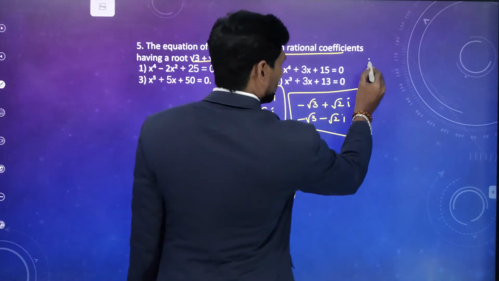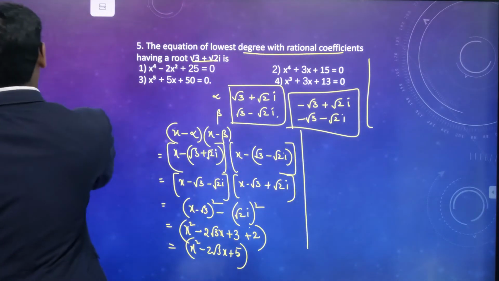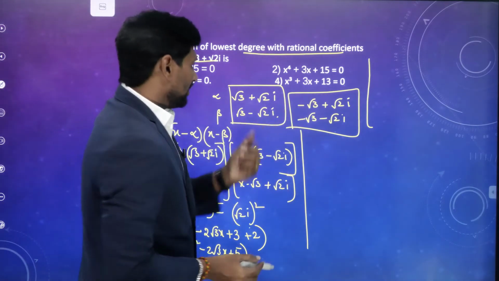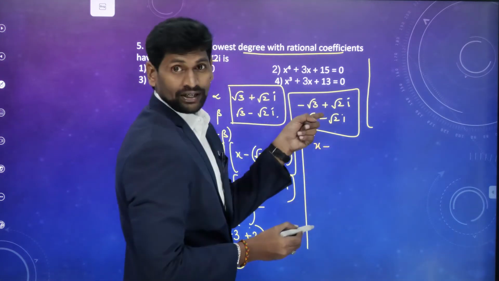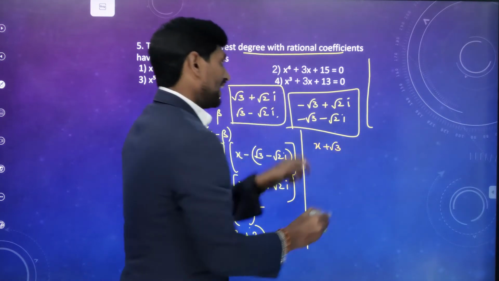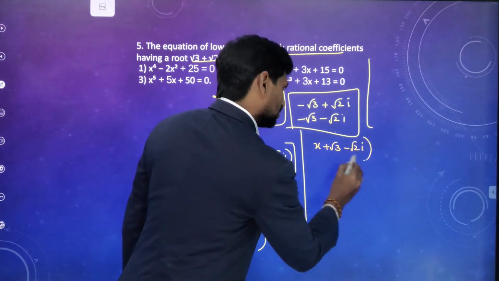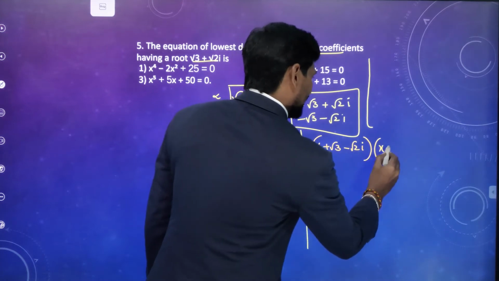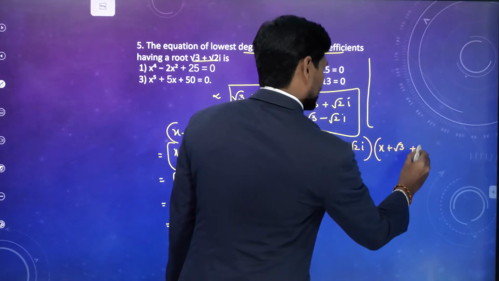So I am going to write directly somewhat. Now this one, x minus alpha, that means I am directly applying the minus symbol for the first one. So minus root 3 becomes plus root 3 and plus root 2i becomes minus root 2i. So this is in the form of x minus alpha. Now x minus beta, x minus again plus root 3 plus root 2i.